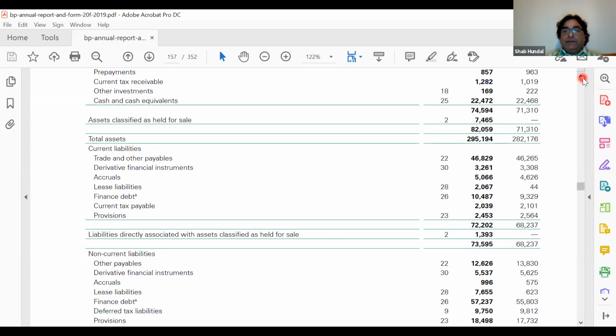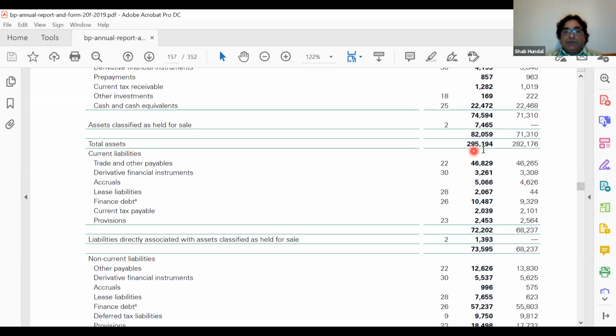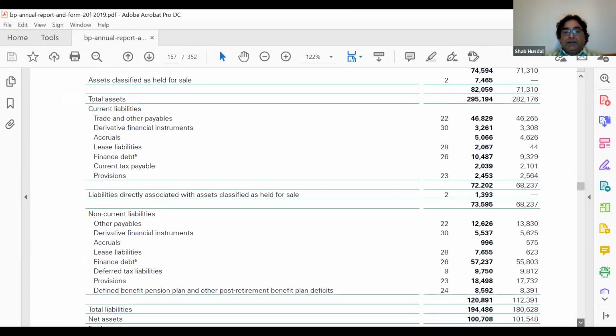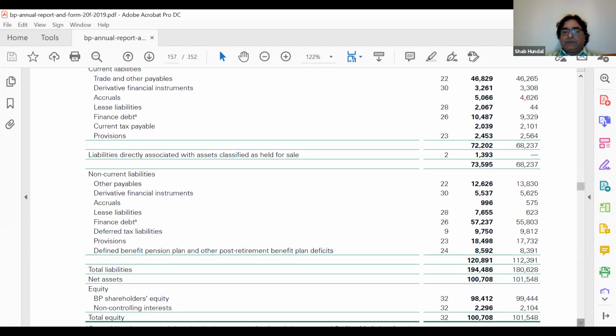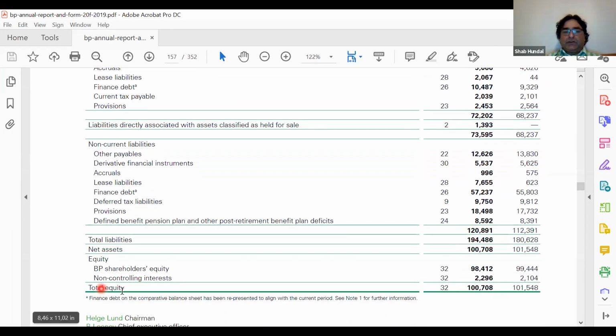So if you have the total assets, 295,194, and you subtract total liabilities, which is 194,486, this figure minus this figure would be this, which is net worth or net assets or shareholders' book value of equity. But usually the good thing is that these numbers are already calculated for you.